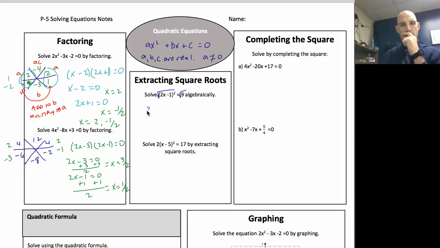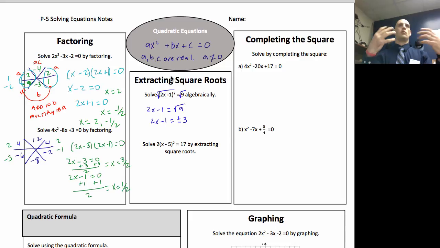Well, check out what happens. I'm left with 2x minus 1 equals the square root of 9. Well, the square root of 9 is equal to, and if you said 3, you are correct, but also negative 3. And so what I need to remember when I'm extracting square roots is that I'm going to have two answers, because the square rooting tells me it could be the positive or it could be the negative. And so here, just like we did with factoring, we've got two answers.